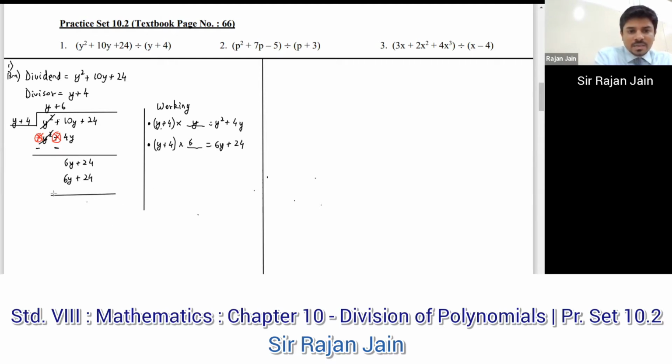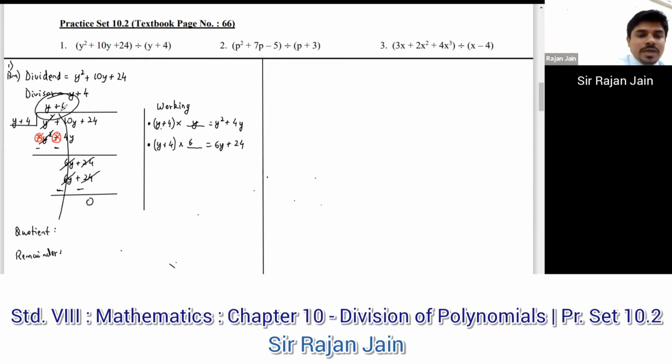Leave a line for sign change. Okay, take the new signs, negative, negative. 6y will get cancelled. 24 minus 24 gets cancelled. Remainder becomes 0. Khatam. Your division process is over. At the end of every question, you are supposed to write your quotient and you are supposed to write your remainder. Okay, quotient is whatever number you get it over there. So that is y plus 6. So I write over here y plus 6 and your remainder is 0.